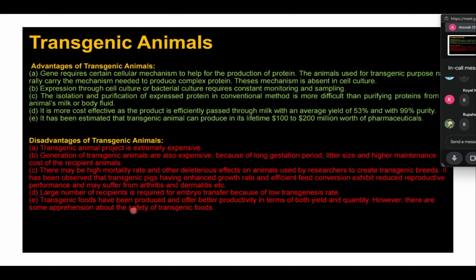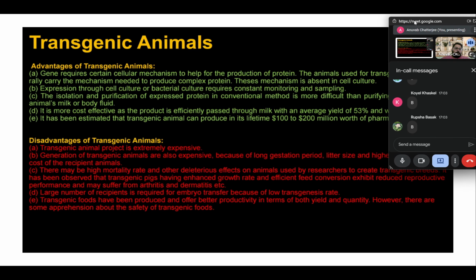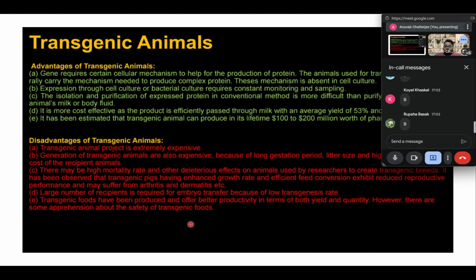Transgenic food has been produced and offers better productivity in terms of yield and quality. However, there is some apprehension about the safety of transgenic foods, which does not make sense. So till now, people sometimes fight against GMO, or genetically modified organisms, and genetically modified foodstuff, especially fruits and barley and wheat. These kinds of things people try to avoid.